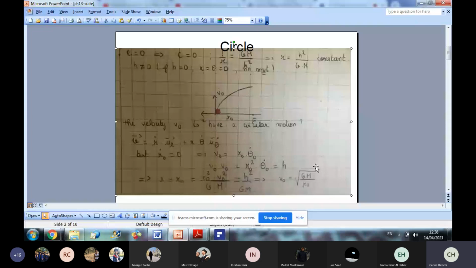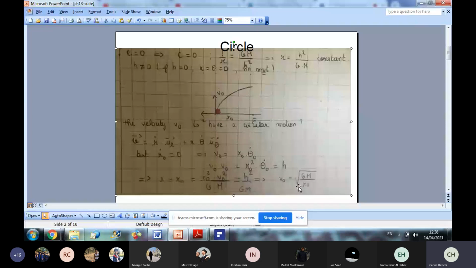Because as you can see here, in the case of circular motion, r0 is h squared over gm. So by replacing r0 by its value, which is h squared over gm, I can get the following relation. So we can deduce that if I want to know what is the required velocity to launch a particle and give it a circular motion, the condition will be that v0 should be equal to radical gm over r0.